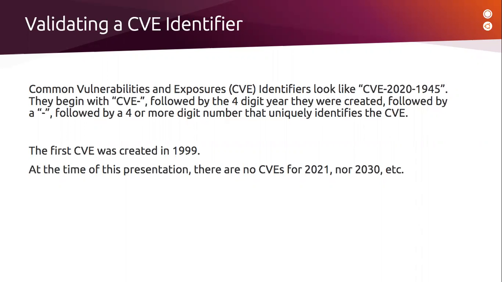It starts with CVE, then a dash, then the year that the CVE or the vulnerability was discovered, then a dash, then 4 or more digits that uniquely identify the CVE in that year. Some things to note, the first CVE was created in 1999, so there are no CVEs from 1998. And obviously it's 2020 as we do this presentation, and unless you have a time machine, you're not going to be able to find any CVEs from 2021 and beyond. So CVEs with those numbers for the years are not going to be valid.